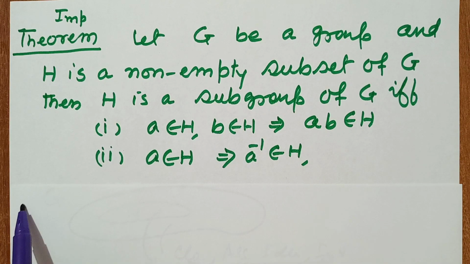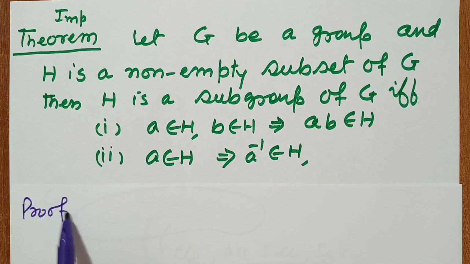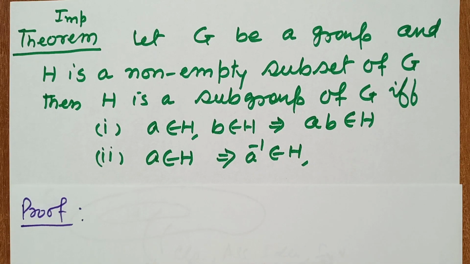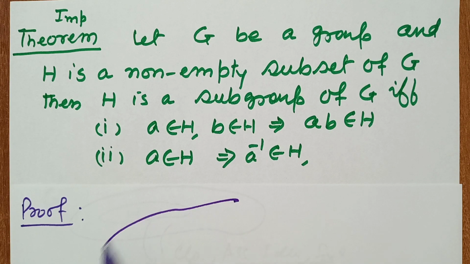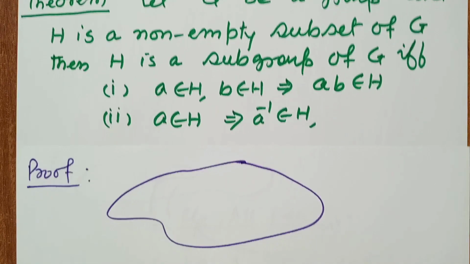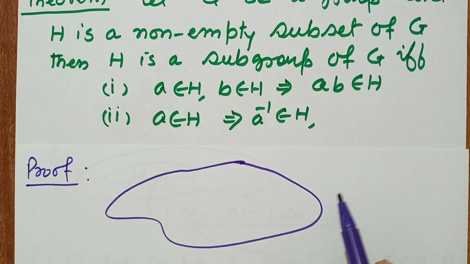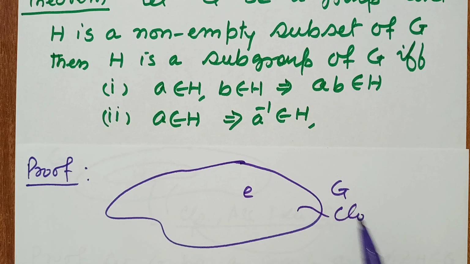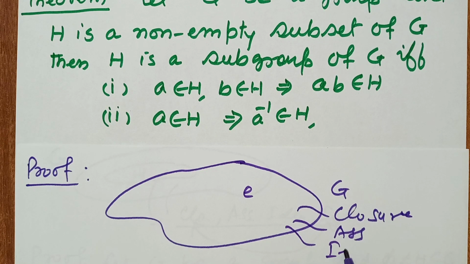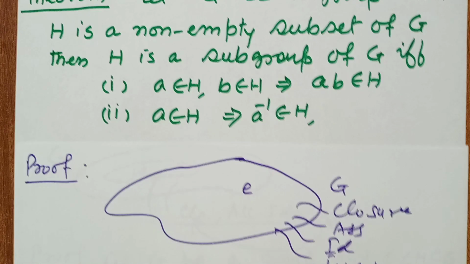Okay, so the proof is very easy. As we know, in the definition of a subgroup, if this is a group, it means G satisfies four properties: first is closure, associative, identity, and inverse. Okay, this is the basic definition of a group.